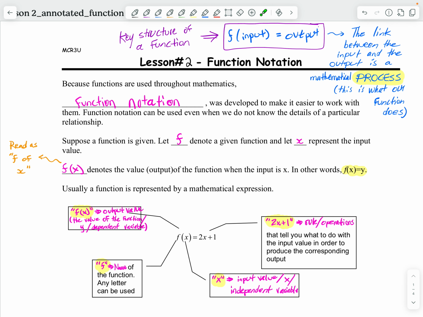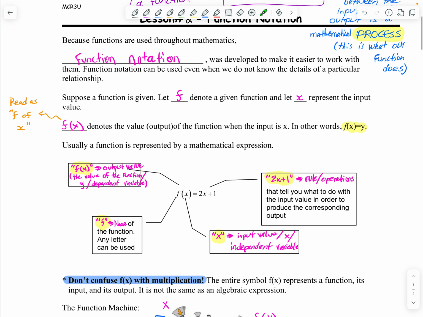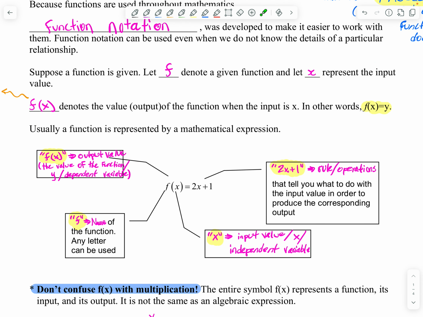In the past, we've dealt with just y equals mx plus b, y equals ax squared plus bx plus c, those kinds of situations. But now we're expanding that. If we take a look here, I have my function right here. It's denoting the output value of a function when the input is x. In other words, f of x is equal to y. Good.